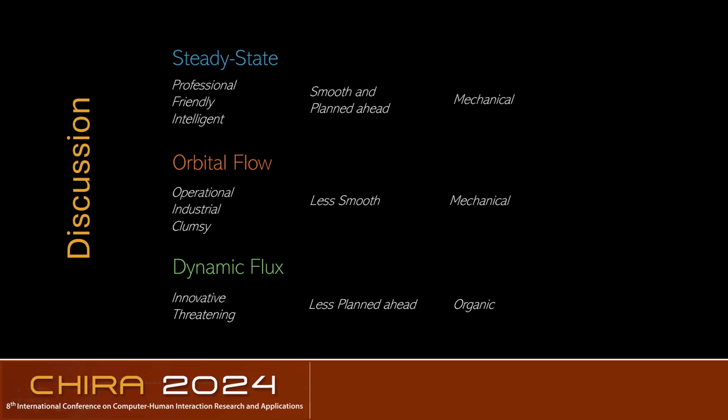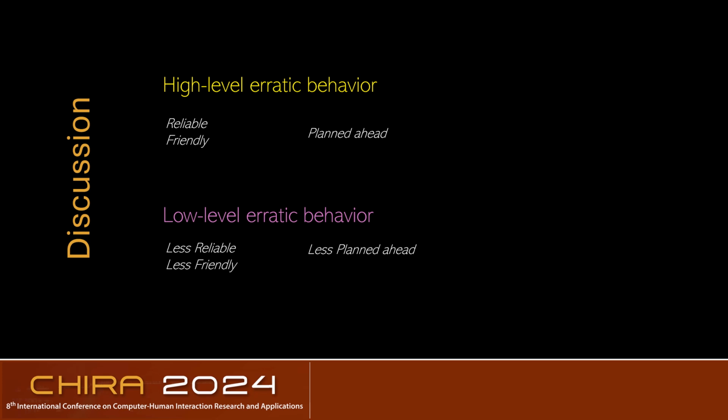These findings highlight the importance of considering motion design when aiming to integrate robotic arms into social environments where users' comfort and acceptance are crucial. The perception of erratic behavior as more reliable and friendly at higher levels is an intriguing result that warrants further investigation. It could imply that a certain degree of unpredictability in robot motion may contribute positively to human-robot interaction, perhaps by making the robot seem more lifelike or engaging.